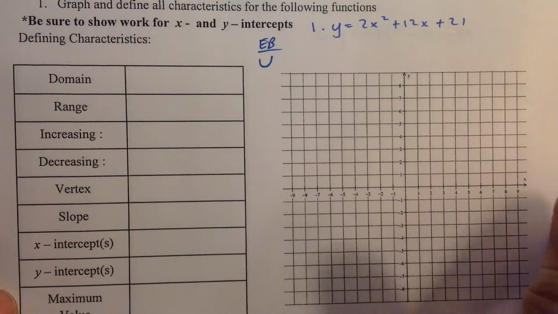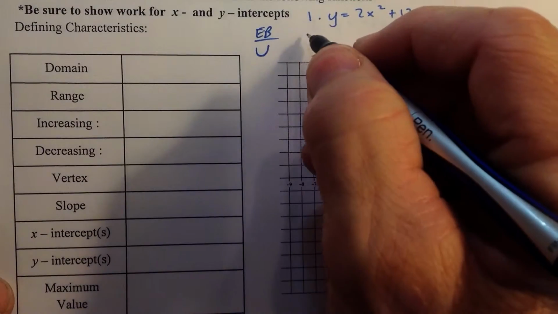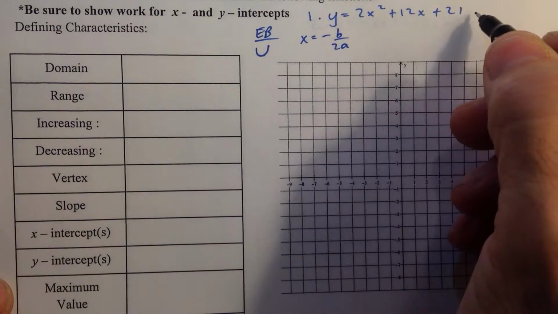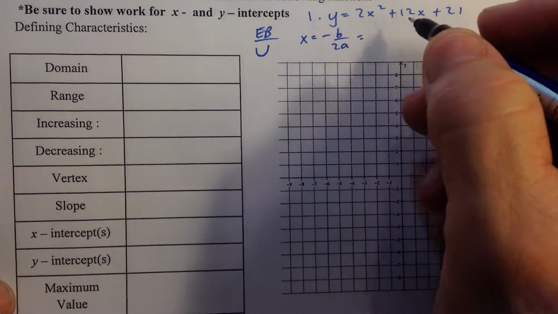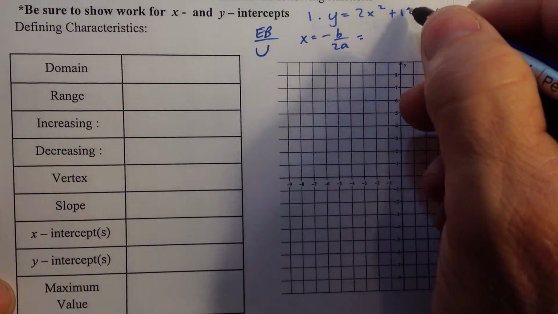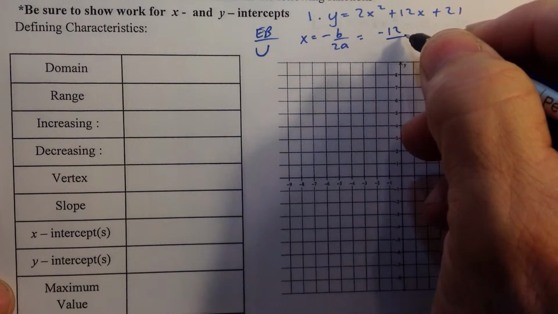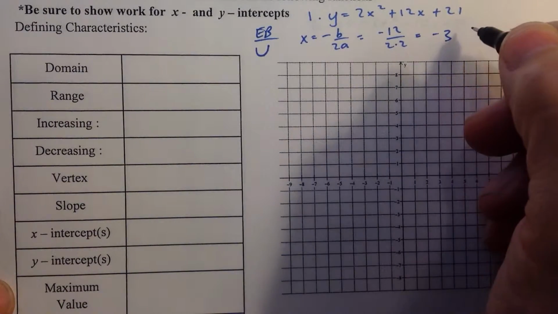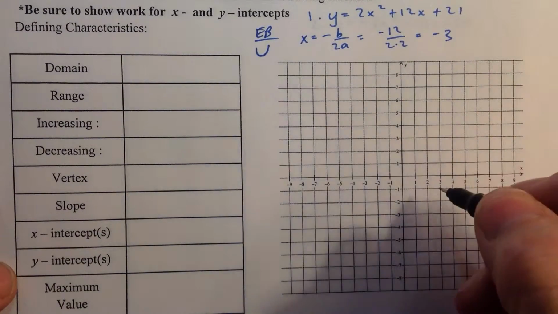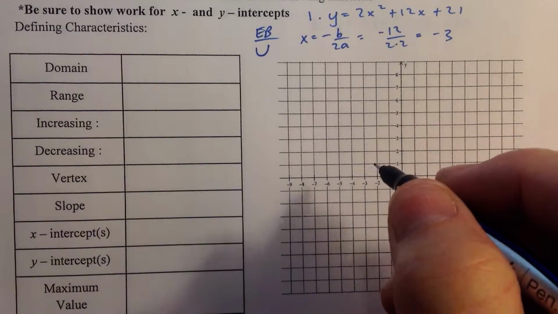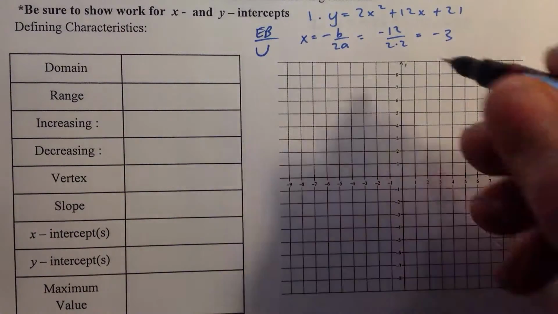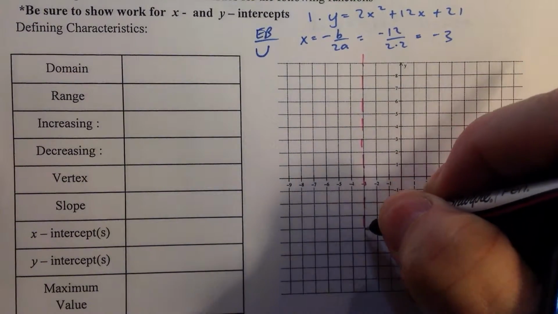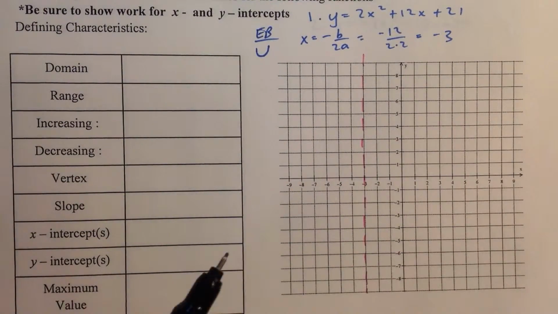So to find the vertex, first thing we're going to do is use our knowledge of when the function is in standard form, we use x equals negative b over 2a. Now the b is 12 and the a is 2, and negative 12 divided by 4 is negative 3. So we know the x coordinate is negative 3, so we know the axis of symmetry is x equals negative 3, so we can put the axis of symmetry in there right now.